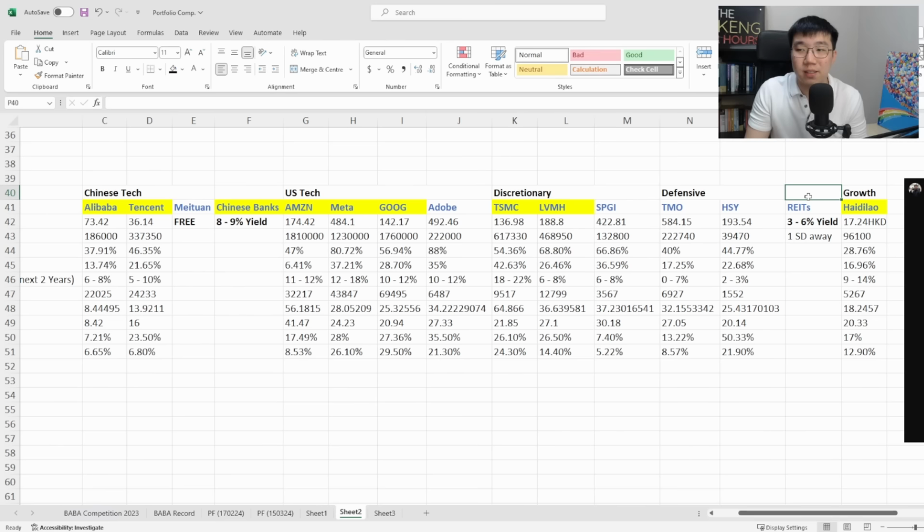Now, moving on to REITs, I'm accumulating some of these REITs in the Singapore market. They've been beaten down badly because of the interest rate regime staying higher for longer. Most of them are at a 3-6% yield range, and they are usually one standard deviation away from their historical price to book ratio. You might be thinking, hey, Chiking, you are very young. Why are you accumulating REITs? REITs are a very defensive strategy. Dividends in general are a very defensive strategy.